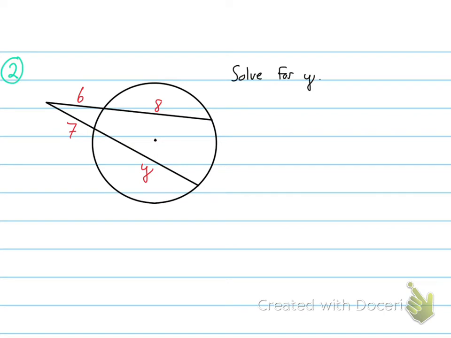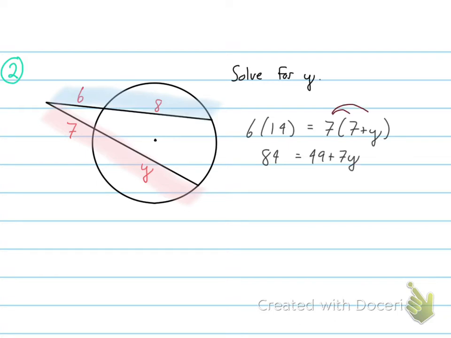So now let's solve for y given this diagram. I'm going to do the outside of this segment times the whole thing, which is 6 plus 8, which is just 14, equals outside piece times the whole thing. I'm going to simplify, so this is going to be 84 equals, I'm going to distribute, 49 plus 7y, and then I have a basic algebra 1 problem, and I'm going to solve for y. And I get that y equals 5.